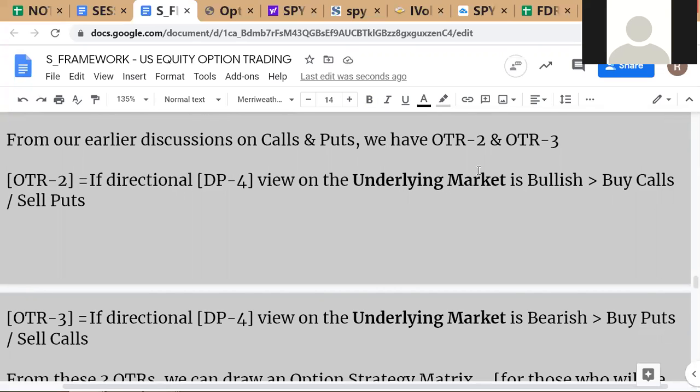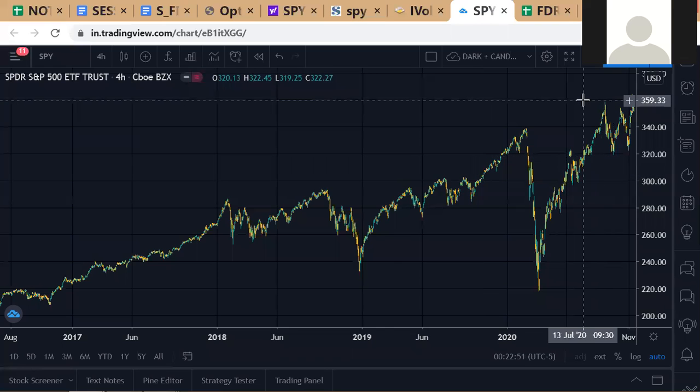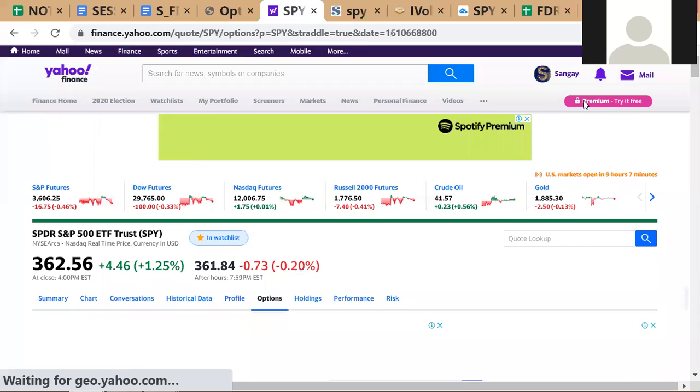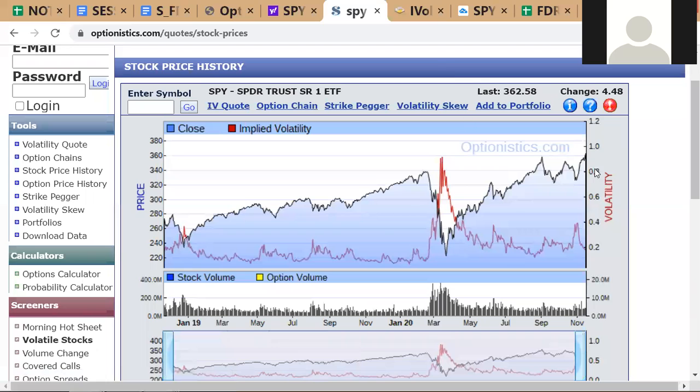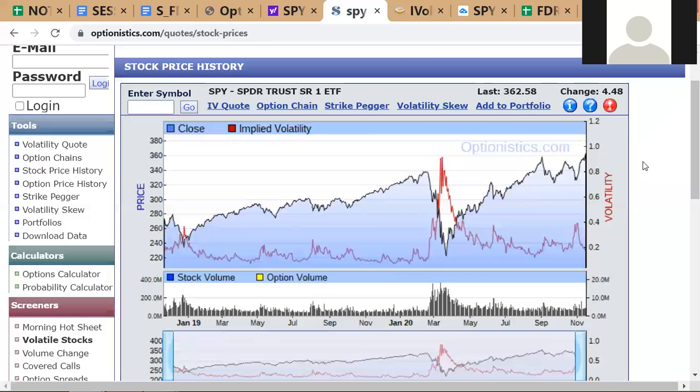If your underlying market, so what you do is, you look at this. You look at this on the same chart here, this one. Same thing, you look at this line. We look at it here because it's cleaner. We look at this and we ask ourselves, is this thing going up? If my view is this thing is going up more, then I will be a buyer of calls and I will be a seller of puts.